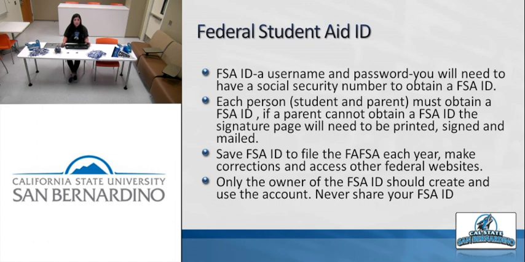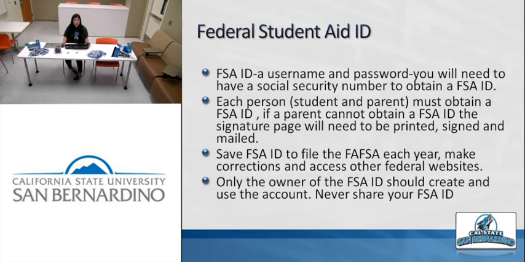They will have you create security questions and different ways to retrieve that information if you misplace it. If a parent cannot obtain a FAFSA ID, the signature page at the end of the application will need to be printed, signed, and mailed to the federal processor. And like I said, make sure you save your FAFSA ID, because every year when you go to fill out a new FAFSA, you will need to have that information on hand.